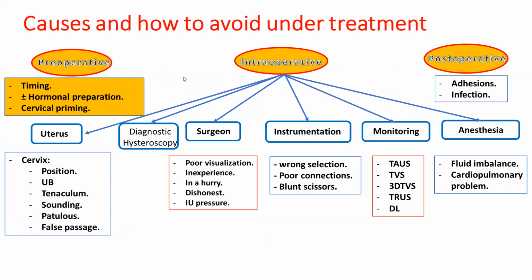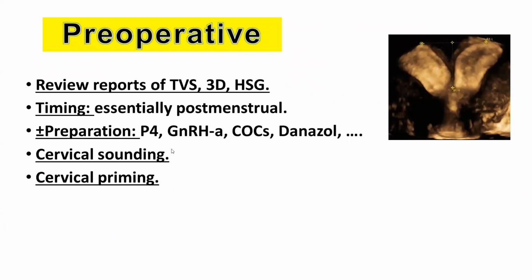Some studies use hormonal preparation like progesterone, GnRH agonists, COCs, and others without sufficient evidence. If you find a patient with thick endometrium by transvaginal ultrasound, you can start some hormonal treatment preparation, 1 cycle or up to 3 cycles, prior to hysteroscopic incision of the septum.